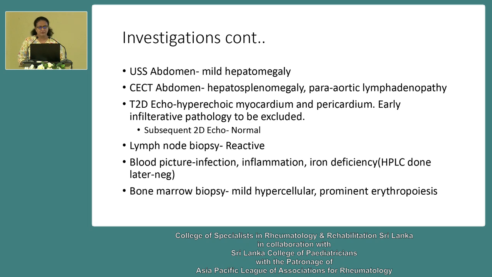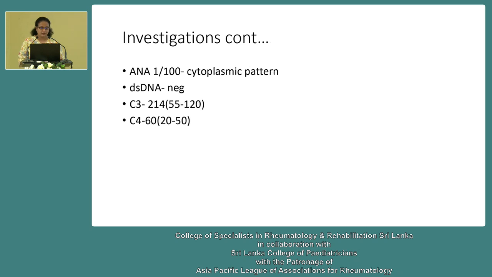2D echocardiogram showed hyperechoic myocardium and pericardium, and there was a comment saying early inflammatory pathology to be excluded, but then the subsequent echoes had been normal in the tertiary care hospital. Her ANA had been positive with a cytoplasmic pattern. dsDNA was negative. Complements were on the higher side, actually.